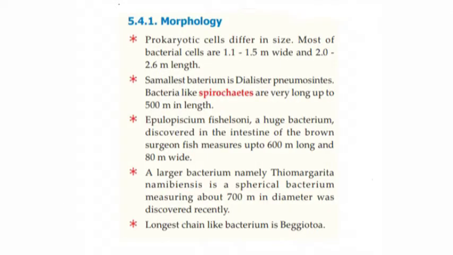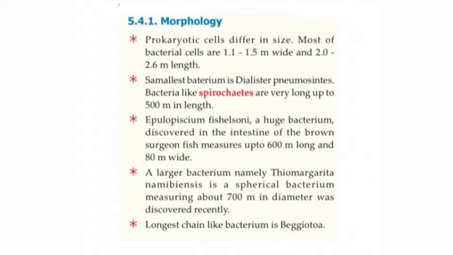Morphology of prokaryotes. Prokaryotic cells differ in size. Most bacterial cells are 1.1 to 1.5 micrometers wide and 2 to 2.6 micrometers in length. The smallest bacterium is Dialister pneumosintes. Bacteria like spirochaetes are very long, up to 500 micrometers in length. Epulopiscium fishelsoni, a huge bacterium discovered in the intestine of the brown surgeonfish, measures up to 600 micrometers long and 80 micrometers wide.